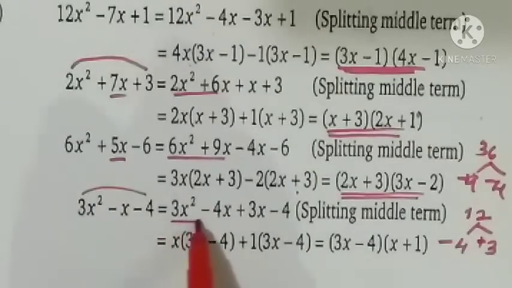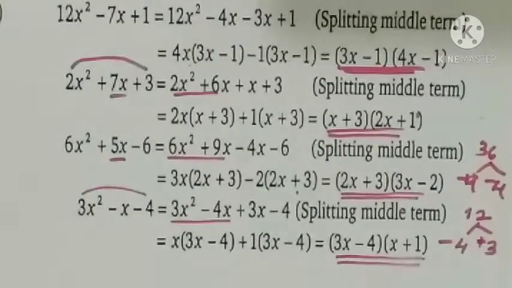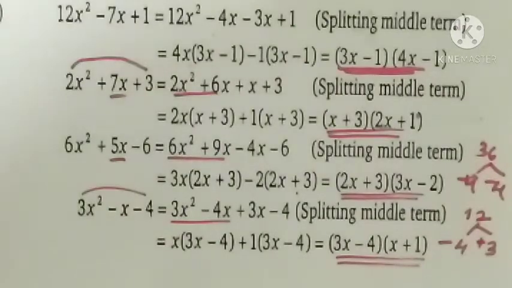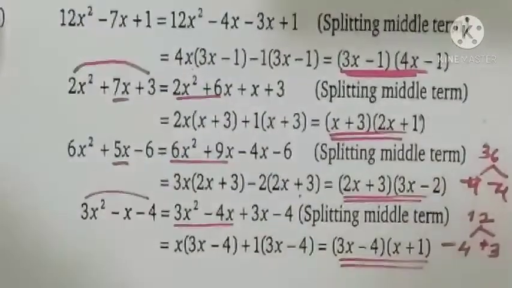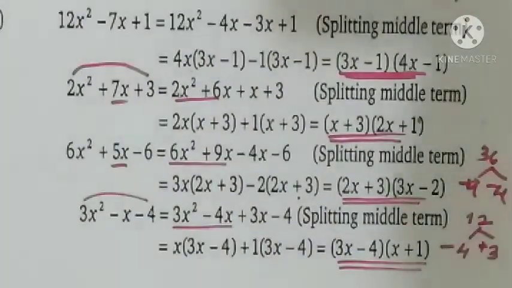Now what is common here? Here the common is x only. In bracket 3x minus 4. Already 3x minus 4 is there. So what should we take common from this one? Plus 1. Plus 1 into 3x minus 4. So what factors will we get? 3x minus 4 and x plus 1. So we have applied splitting the middle term here. You can go through it once again because these all are very important questions.